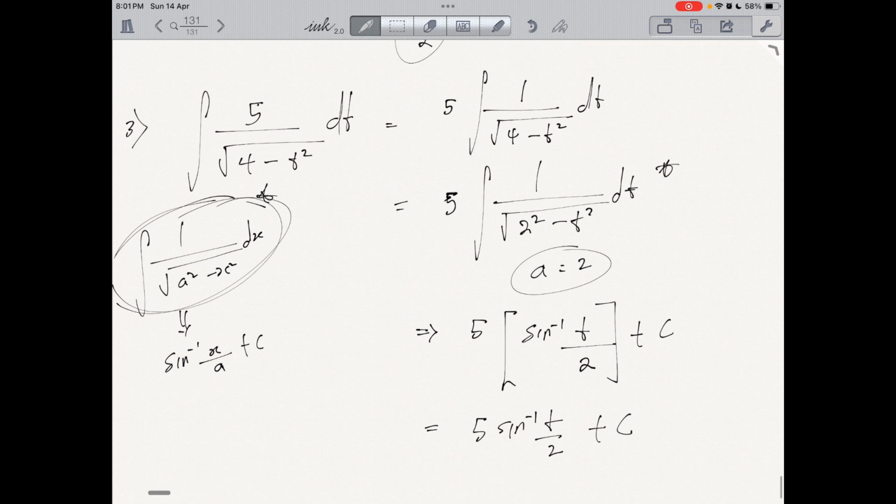In our next video, we'll be taking a look at how to integrate the form integral of square root of a squared minus x squared with respect to x.